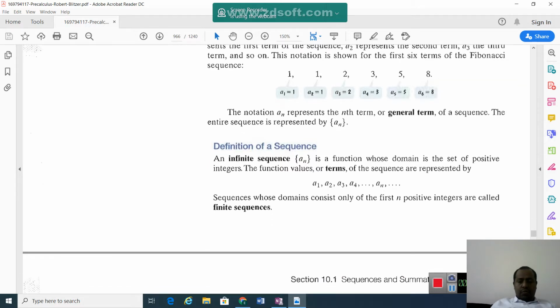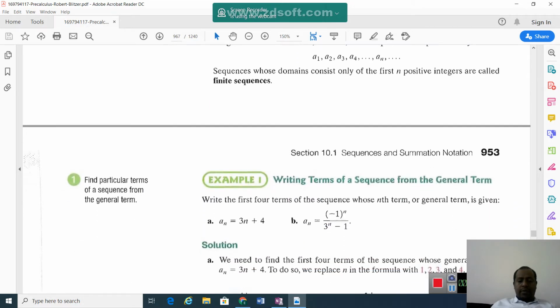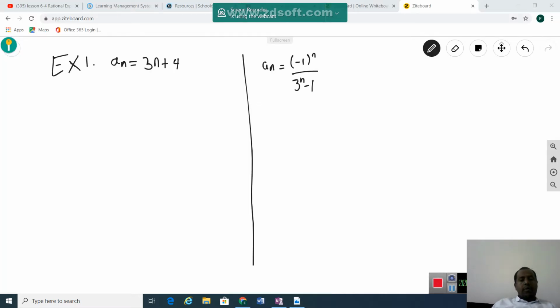So let's go to example one. In example one, we are going to see finding the terms from the general term. The general term is given, and you are asked to find the nth term of the sequence. Okay, in example one, you are asked to write the first four terms of the sequence given by a sub n is equal to 3n plus 4.